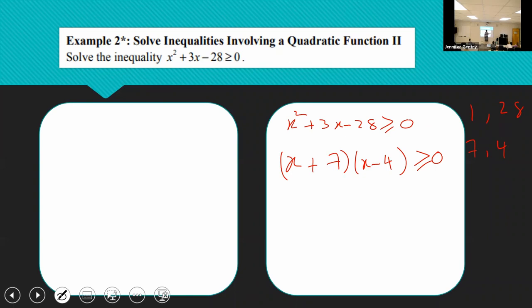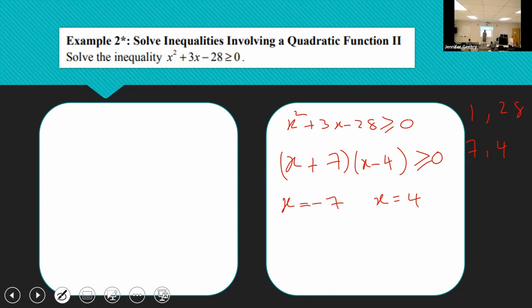Okay, greater than or equal to 0. Where are my 0 points at? Minus 7, plus 4. Do those look familiar? Yes. It's what we did when we graphed it, right?